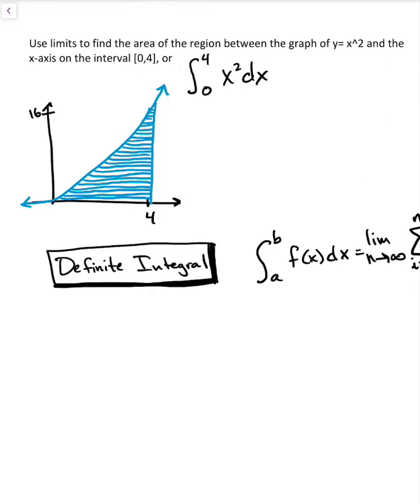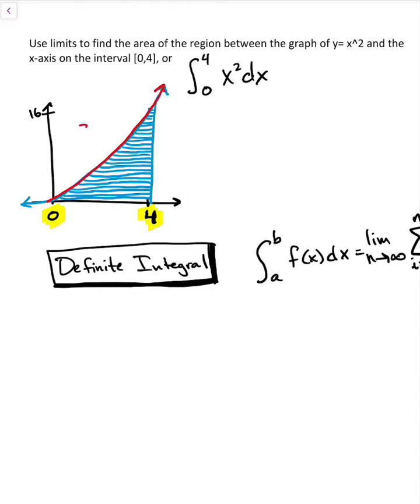So here's our problem. It says use the limits to find the area of the region between the graph of y equals x squared and the x-axis on the interval of 0 to 4. So our interval is from 0 to 4. Let me highlight those in yellow. And then it wants us to find the area underneath the graph of y equals x squared.